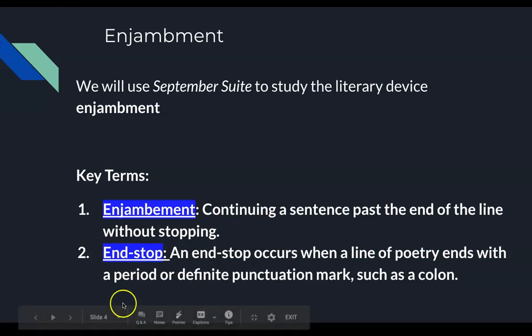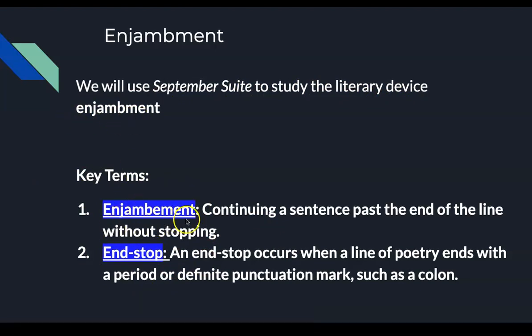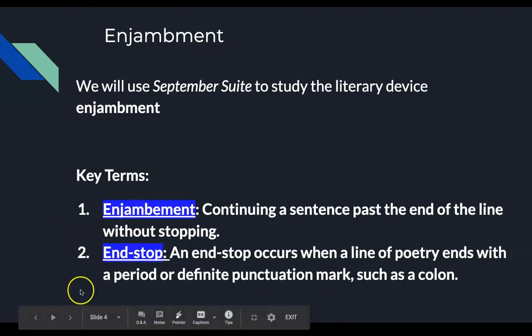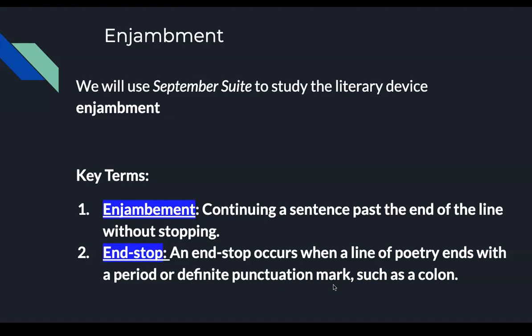Make sure you write down these 2 key terms here. We're going to use September Suite to study the literary device enjambment. Enjambment just means continuing a sentence past the end of the line without stopping. And we're going to look at some examples of it here in a minute. Enjambment is the opposite of an end stop, and an end stop occurs when a line of poetry ends with a period or a colon, some sort of definite punctuation mark that finishes the sentence. That's an end stop.